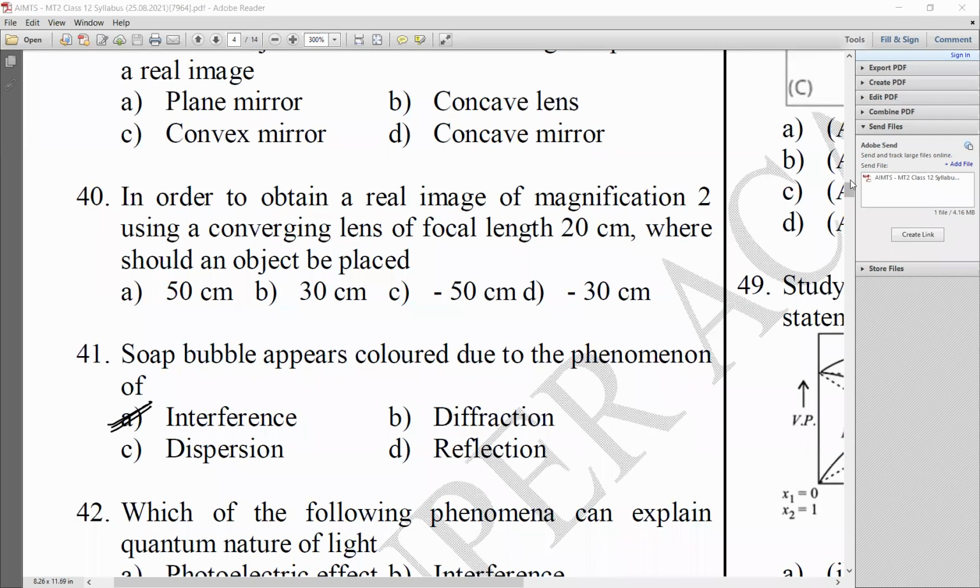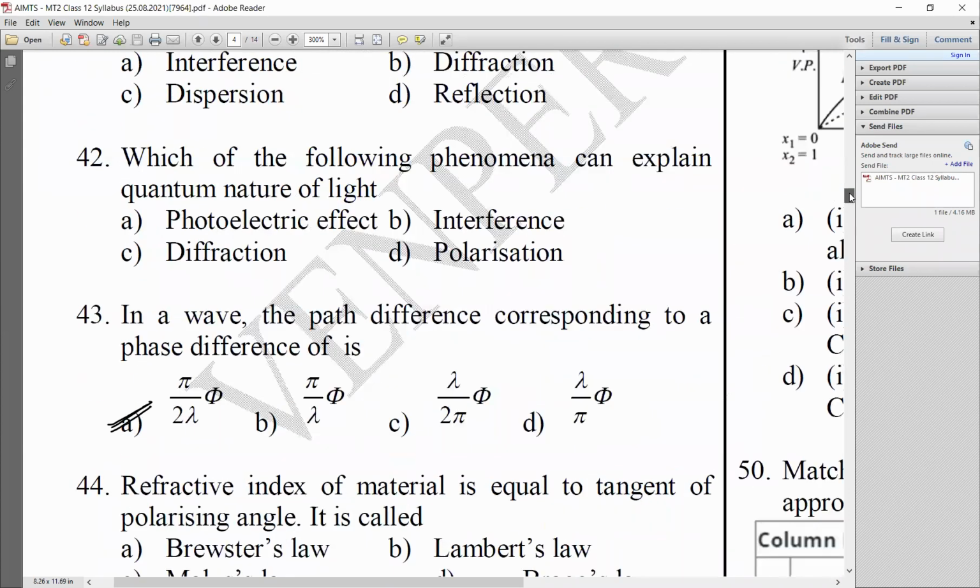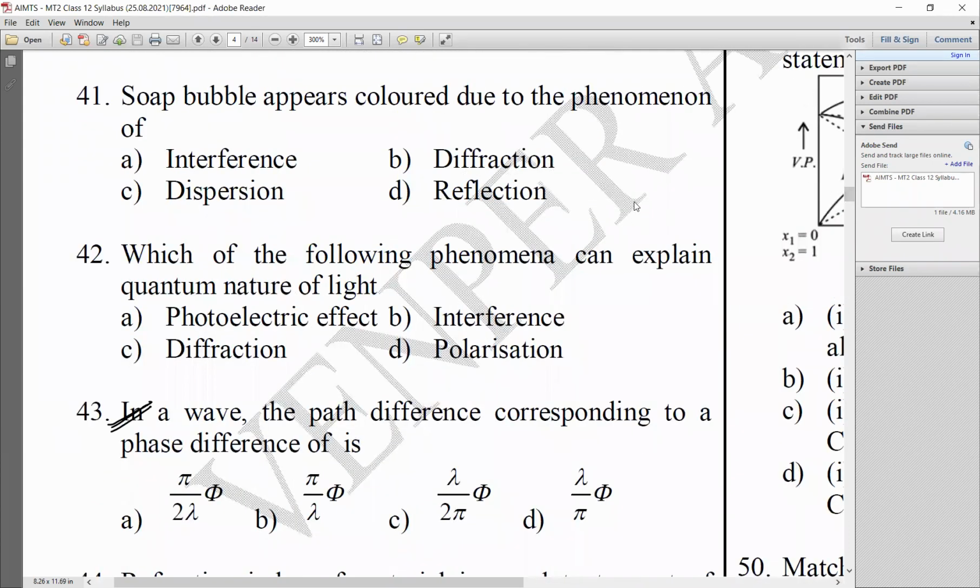Next, number 42. Which of the following phenomena can explain the quantum nature of light? Quantum nature. Photoelectric effect, interference, polarization, diffraction. See, the quantum nature of light can be explained by the photoelectric effect. Next, 43.